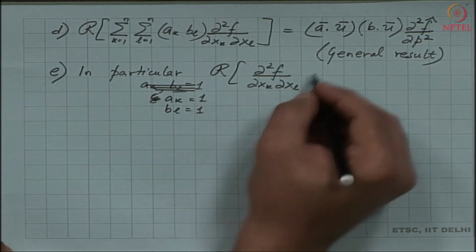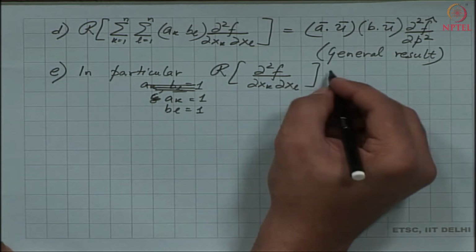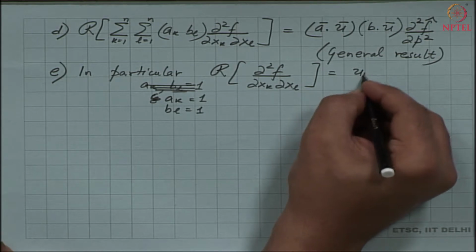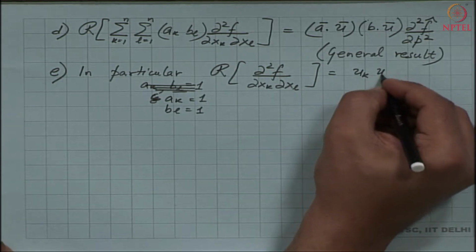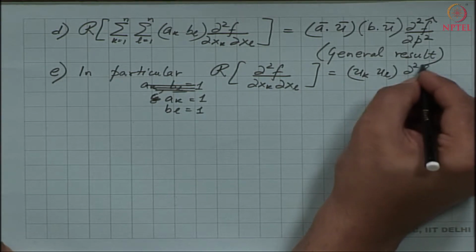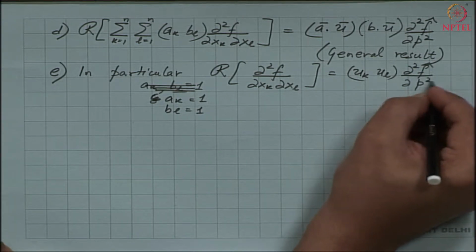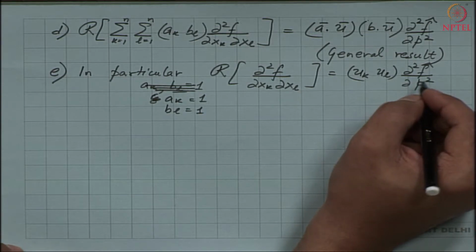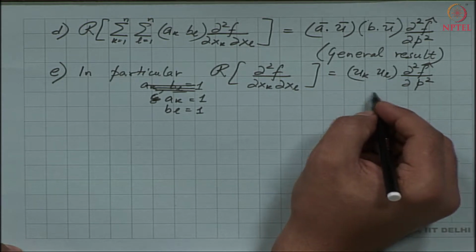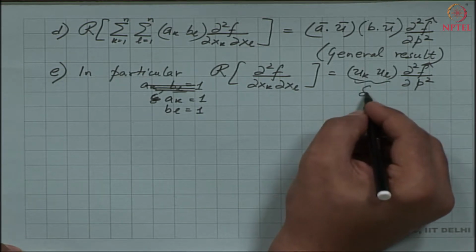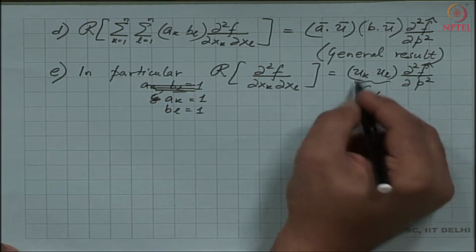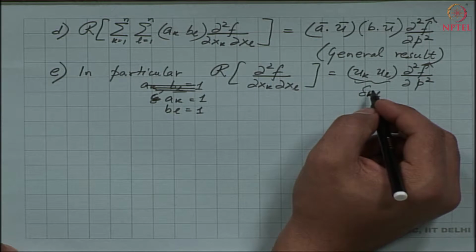Then my Radon transform of this corresponding second derivative will be the corresponding direction cosines u k times u l times the second derivative of the Radon transform of f with respect to p. And I see that, since these are the direction cosines, this will be nothing but the delta function of k with respect to l, right. So, since this being the direction cosines.